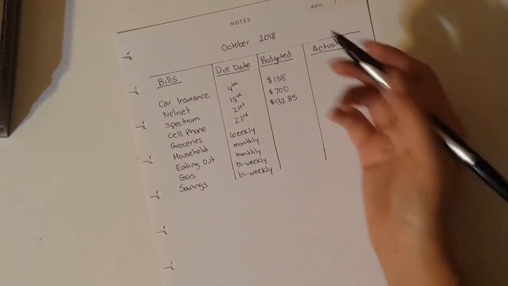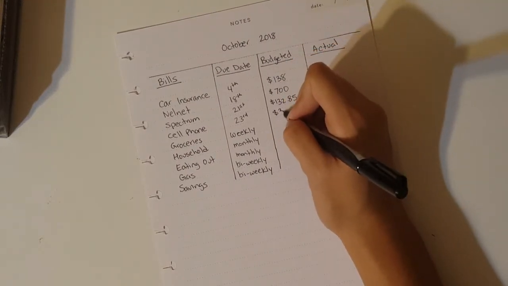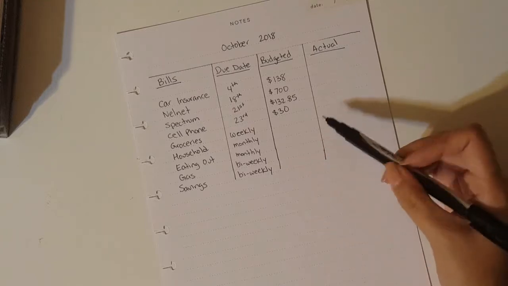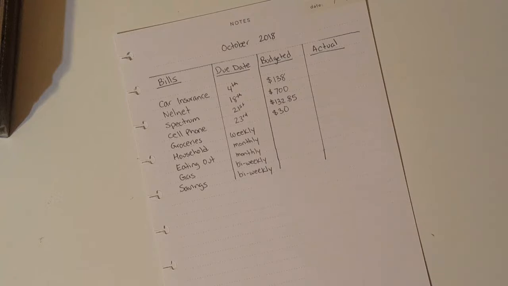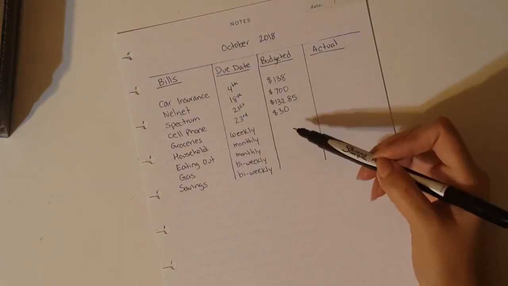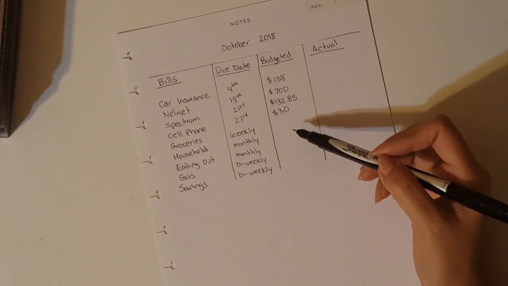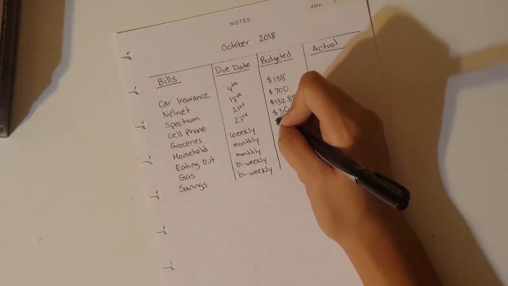And then I have my cell phone. It's just a prepaid carrier. And then groceries, I do it weekly, and every week I budget $30. So in the month, I usually do it on the weekend. There's 1, 2, 3, there's 4 weekends, so 4 Saturdays. So that would be $120 for the month.